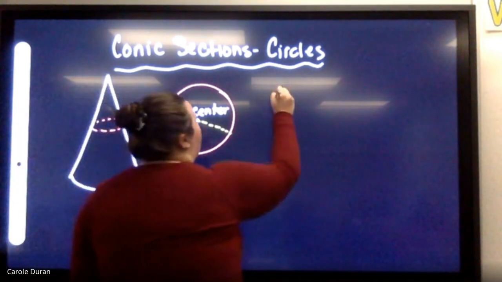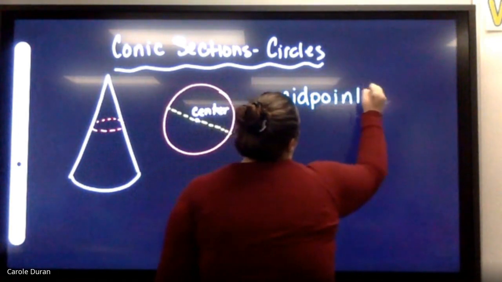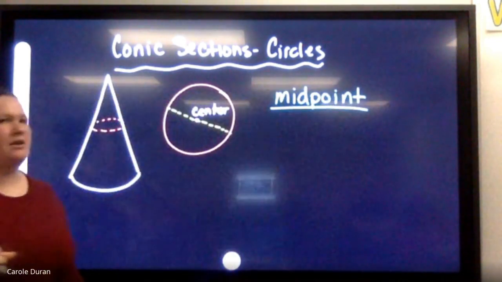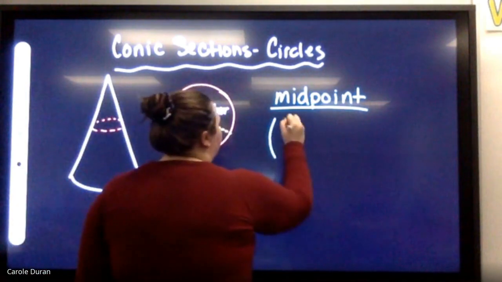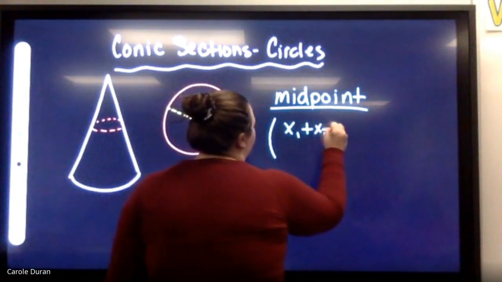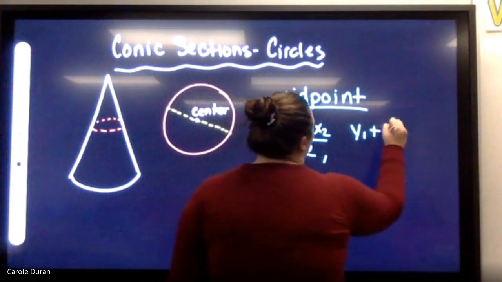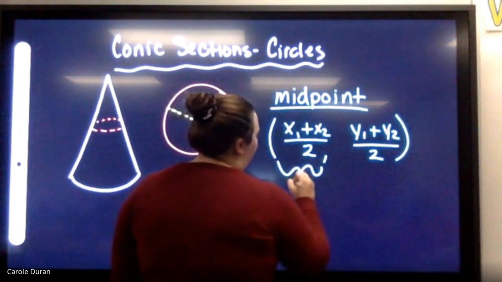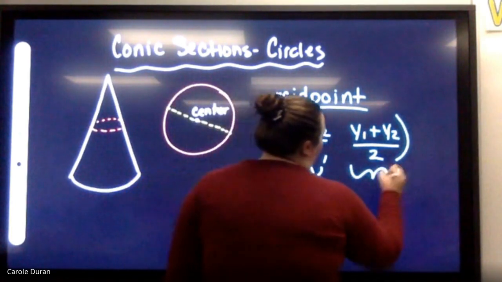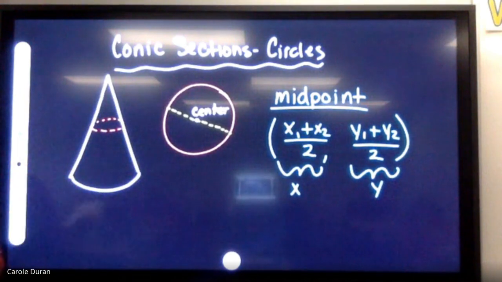So we have to know how to find the midpoint given two other points. So we have a midpoint formula that goes along with this. The midpoint formula is we take x1 plus x2 and we divide it by 2. And then we take y1 plus y2 and divide it by 2, where this is my x-coordinate and this is my y-coordinate of the midpoint, which happens to be our center when we're talking about diameter and circle.